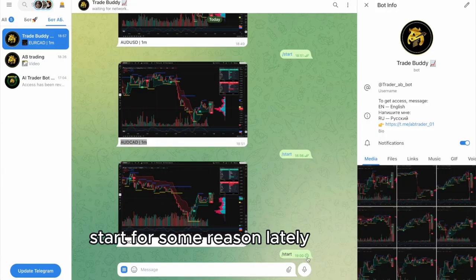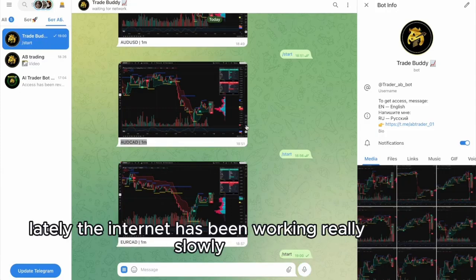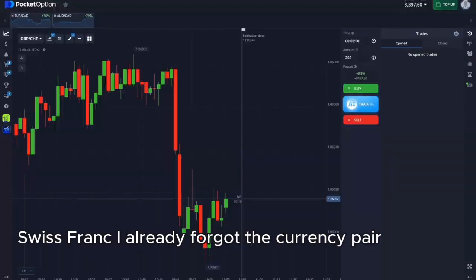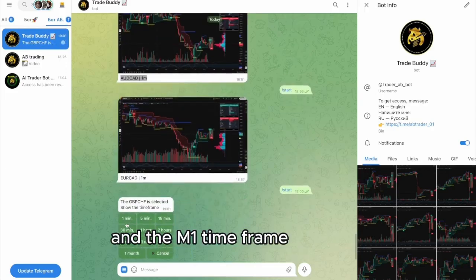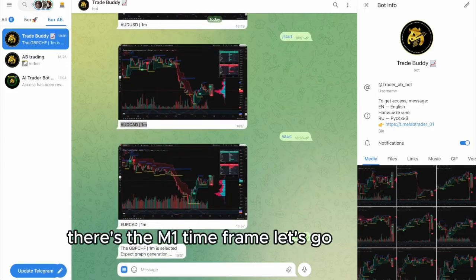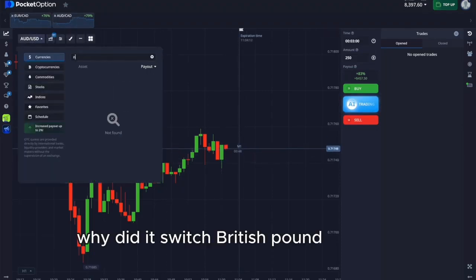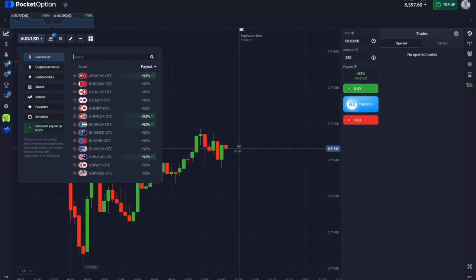Start. For some reason lately, and maybe it's the same for you too, the internet has been working really slowly. You blocked the British pound, Swiss franc, I already forgot the currency pair. And the M1 time frame. There's the M1 time frame, let's go. Why did it switch? British pound. One moment.